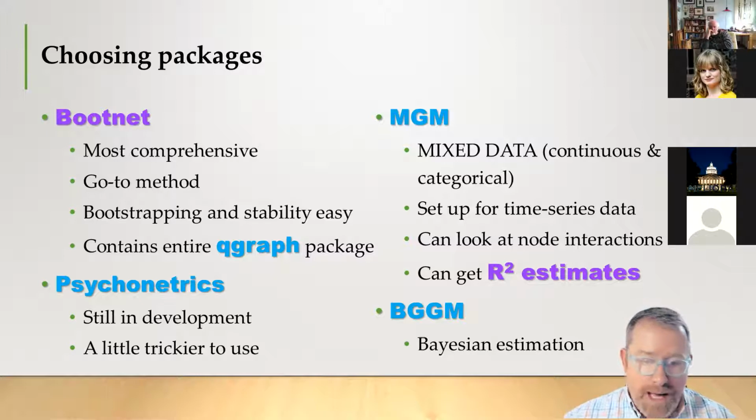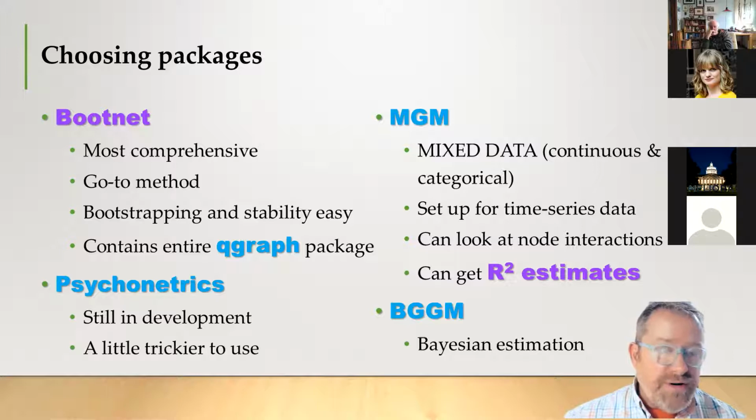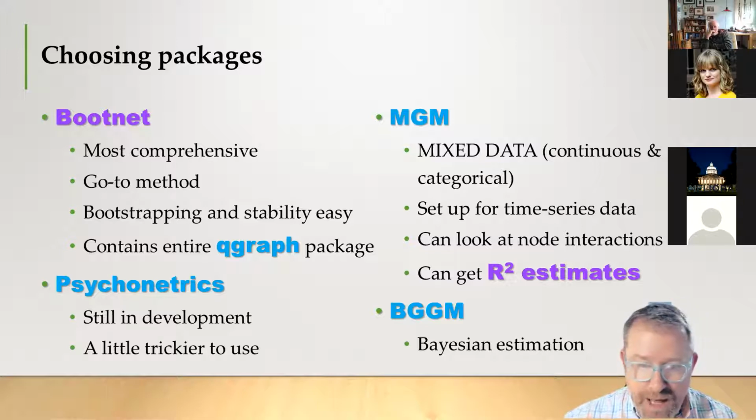A lot of what we're going to be looking at is just unique associations between variables, literally partial correlations. But in MGM, in addition to looking at the partial correlations, you can look at how different nodes interact with each other to predict other nodes. So you can add a term to look at all two-way interactions, or all three-way interactions. Most importantly for today, I'm going to be showing you BootNet code, but we're going to use MGM to get multiple R-squared estimates so that we have a sense of how much variance in each node is being accounted for.